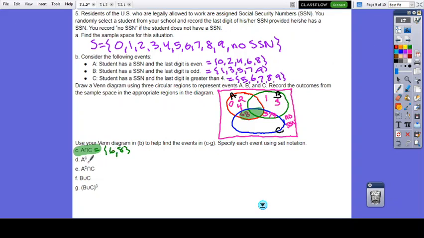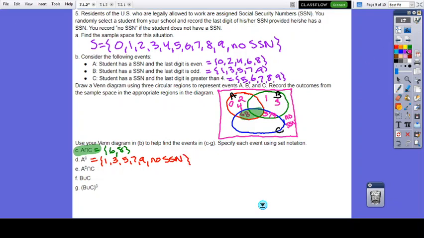Okay, if we talk about A complement, okay, anything not in A. So look at this red circle, cross it out. Okay, and then look at everything else. So everything that's not in there is the 1 and the 3, the 5, the 7, and the 9, and then the no SSN.